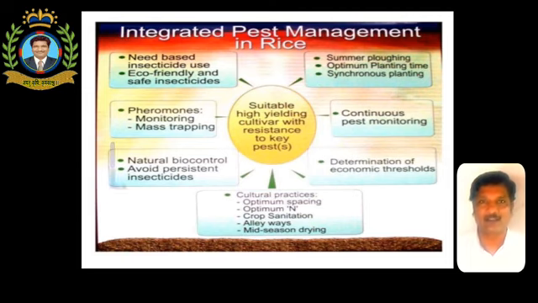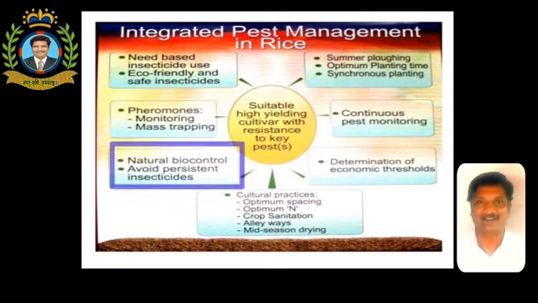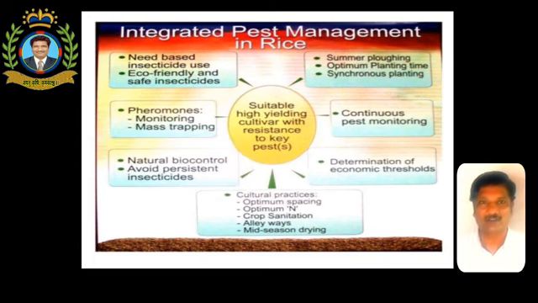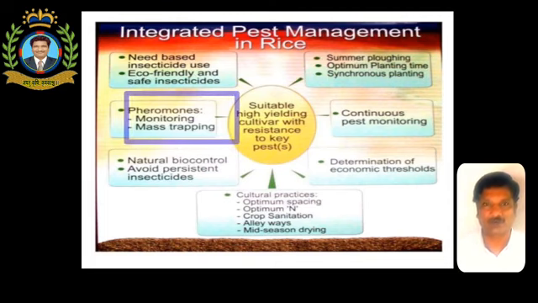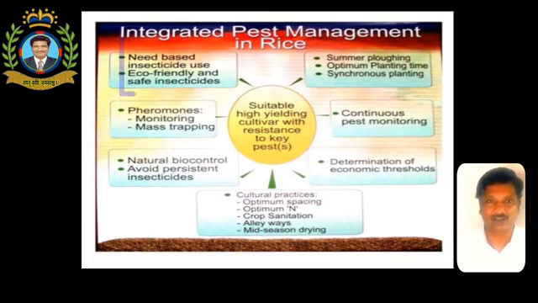Mostly try to prefer natural control measures, which we call bioagents or botanicals. Also, avoid persistent insecticides which have a very long residual effect. Also try to adopt new techniques such as installation of pheromone traps, either for monitoring or mass trapping. Also, botanical based insecticides such as neem based insecticides, which are eco-friendly, can be adopted.